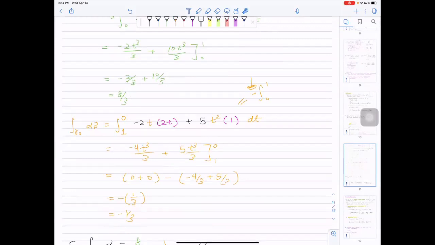So yeah, you could also do it without parameterizing this, using Green's theorem. Exactly. Yes, and so it's a bit easier, right? Yeah, so that's the point of this example.